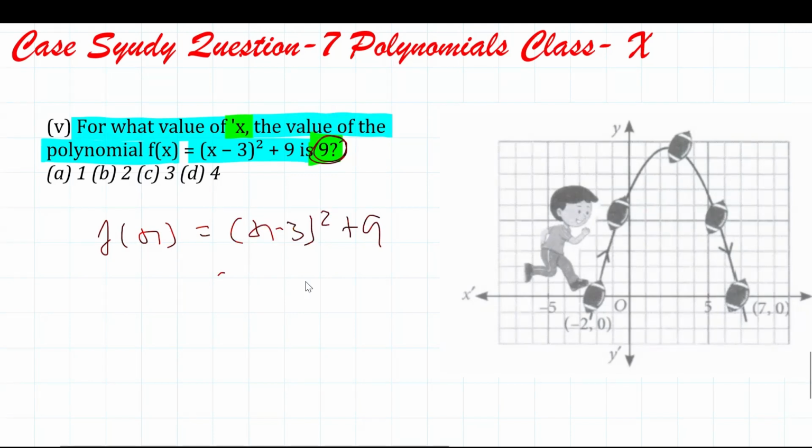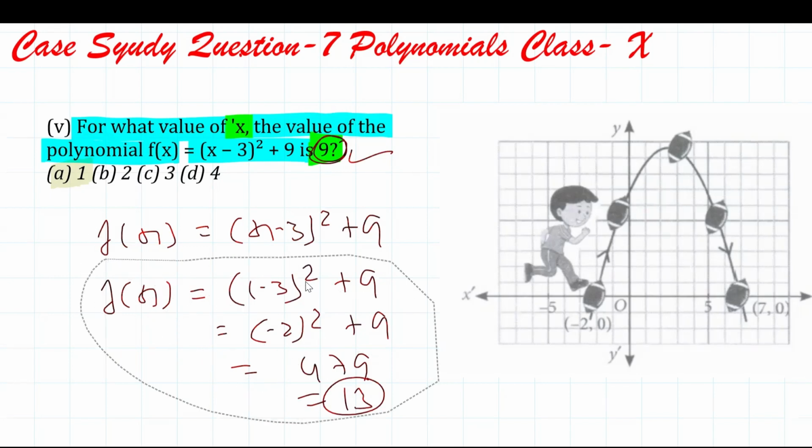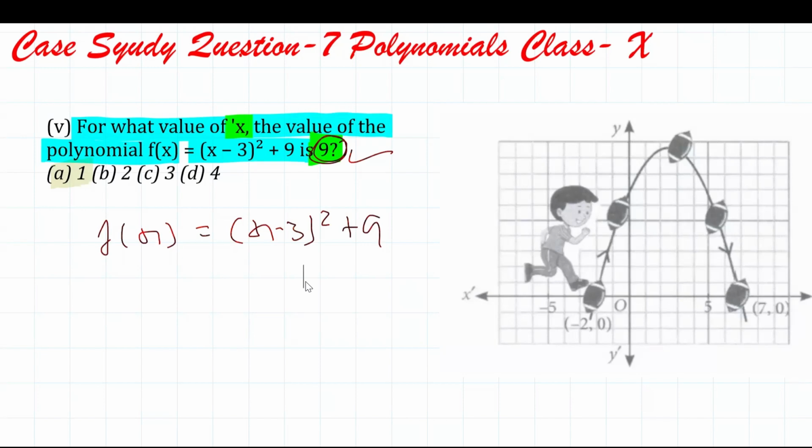But still, let me do it as if I don't know the answer. In that case, I will first place x as 1. So if I place x as 1, it's (1 minus 3) the whole square plus 9. So 1 minus 3 is minus 2, whole square plus 9, that is 4 plus 9. That gives you 13 and not 9. So placing x as 1 is not correct.